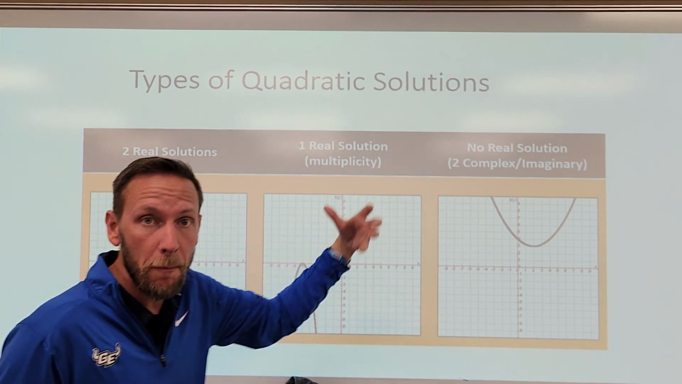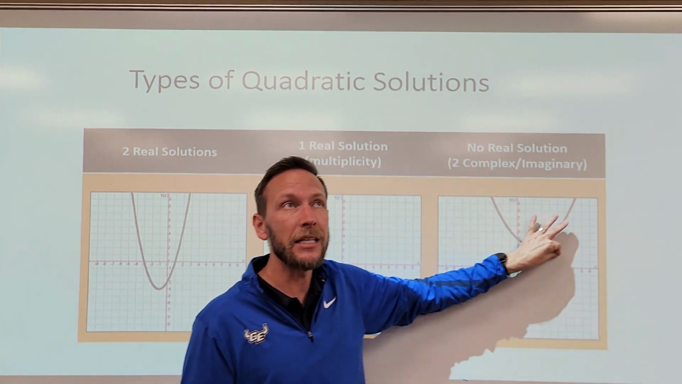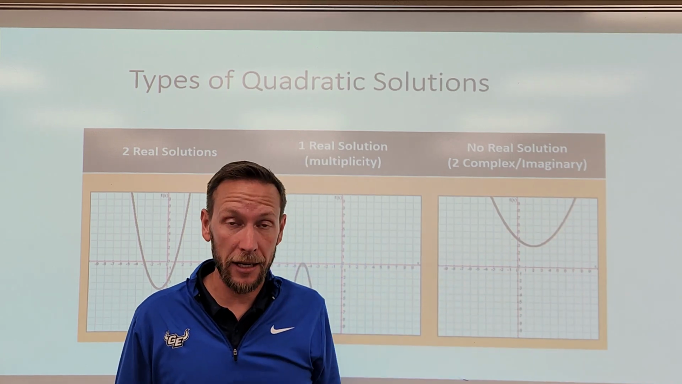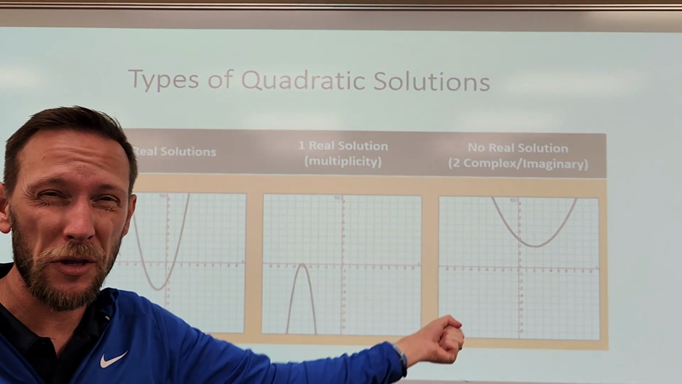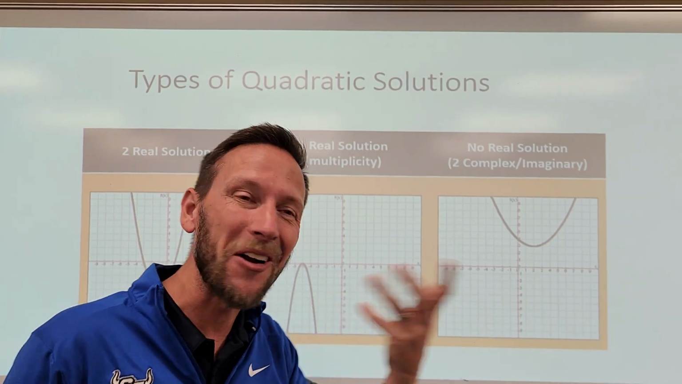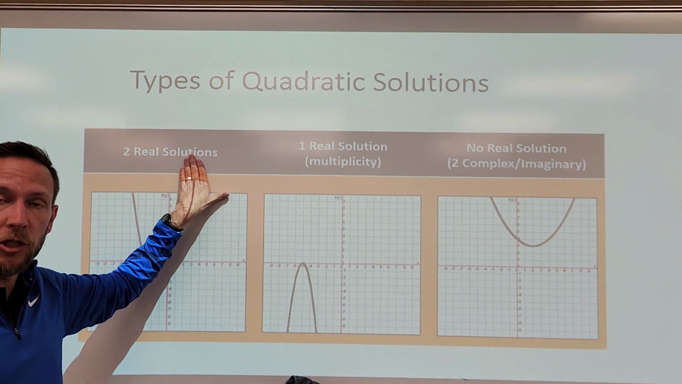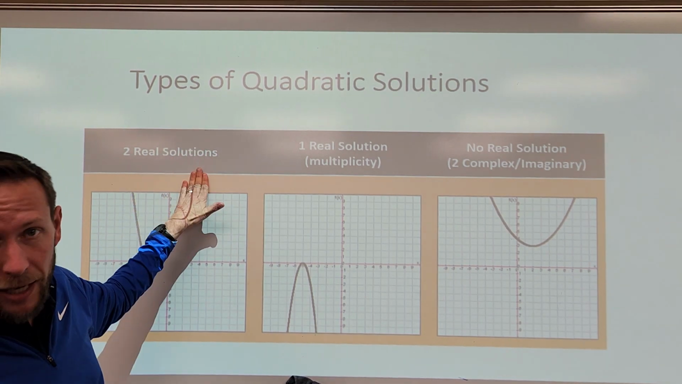If there are complex or imaginary solutions, that means that the parabola does not touch the x-axis. So there's not a real zero there, there's just an imaginary zero. And there's probably a pair of them, right? And we're going to find out what those are. But in most cases we're dealing with two real solutions. They might be rational numbers, they might be irrational numbers.